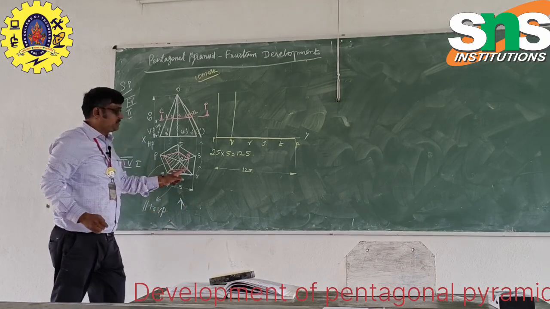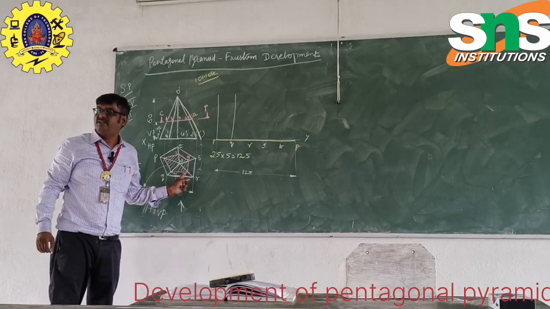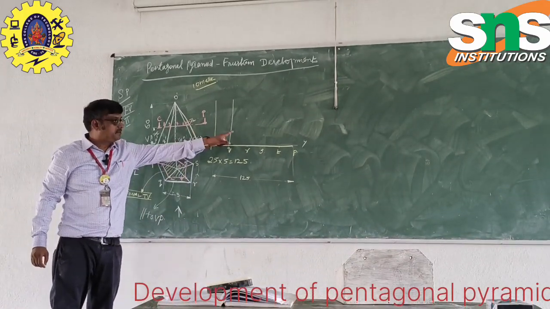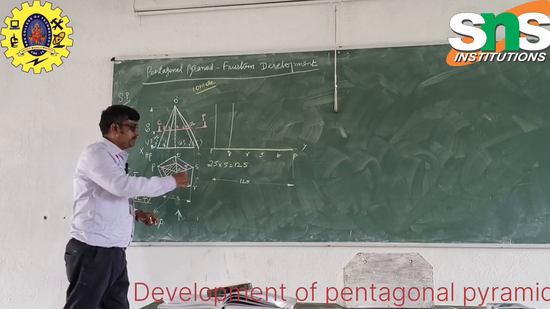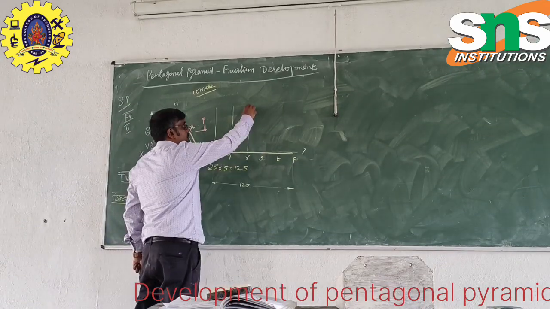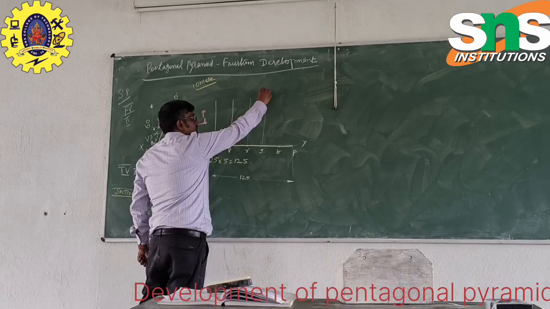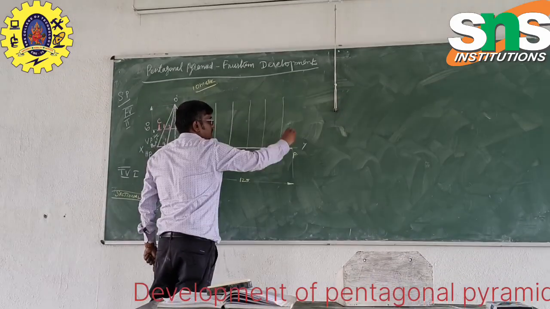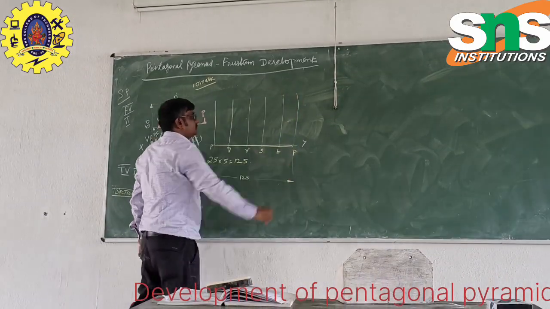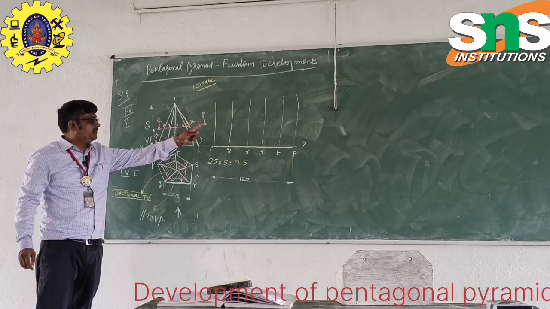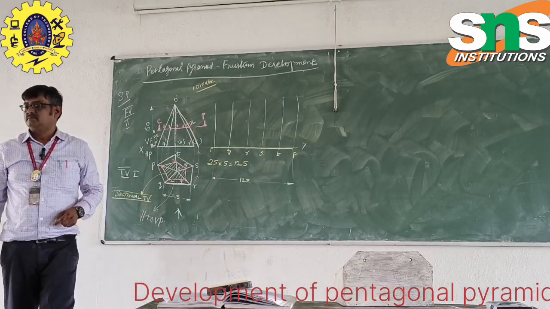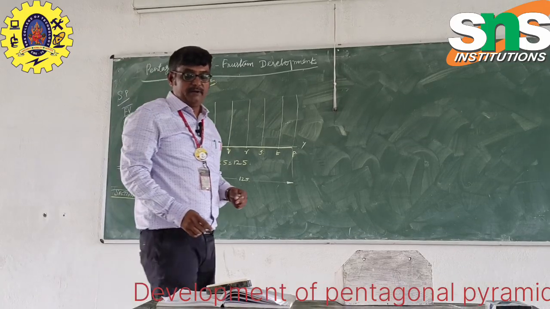All the sides are existing. It's a pyramid, all the edges are existing. So I must draw dark lines only. Now I have to transfer all the points over there.